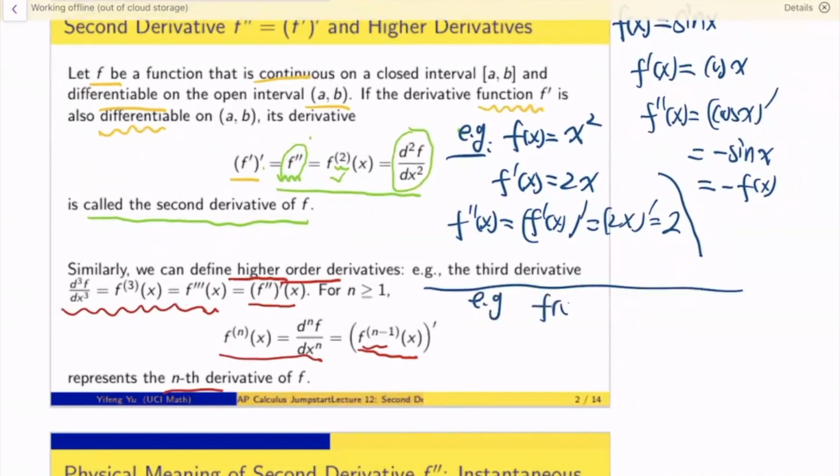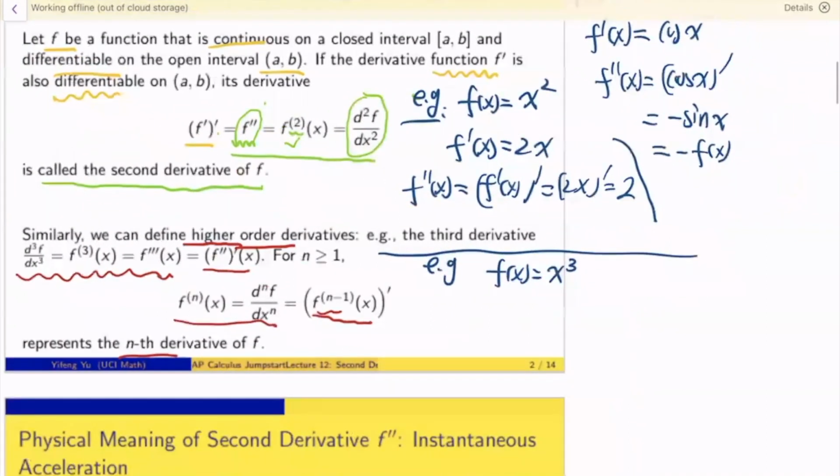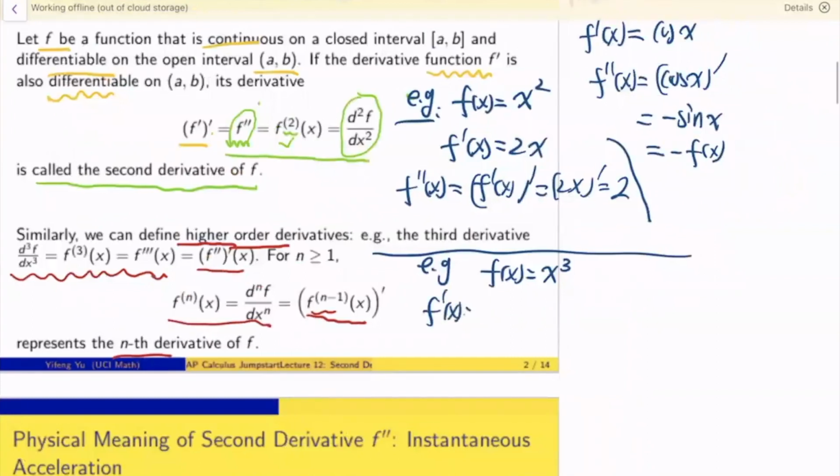For example, say f(x) is x cubed. Then the first derivative is 3x squared. If I take the second derivative, it will be 6x. I take the derivative again, and that gives me 6.